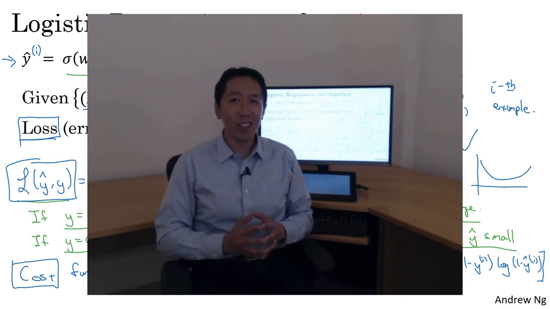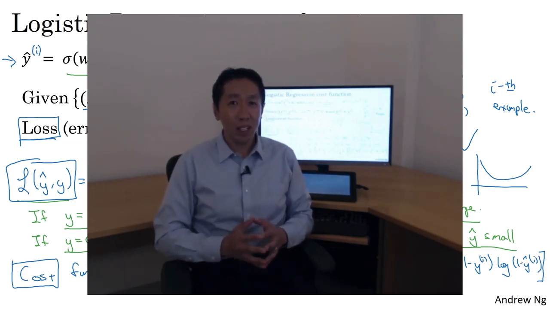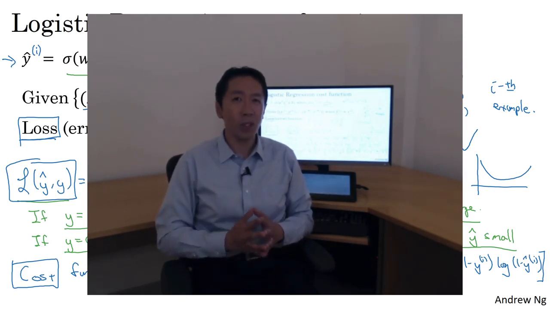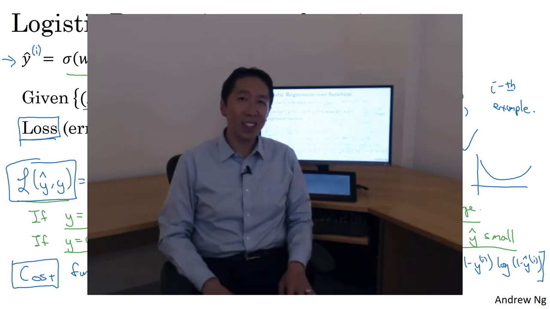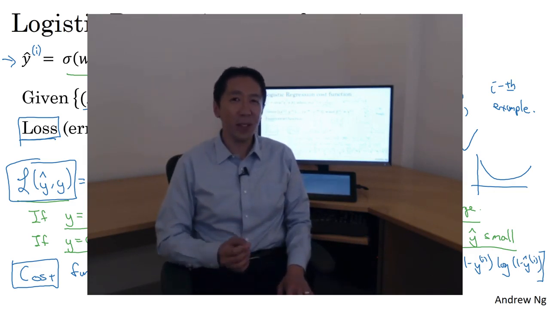It turns out that logistic regression can be viewed as a very, very small neural network. In the next video, we'll go over that so you can start gaining intuition about what neural networks do. So with that, let's go on to the next video about how to view logistic regression as a very small neural network.